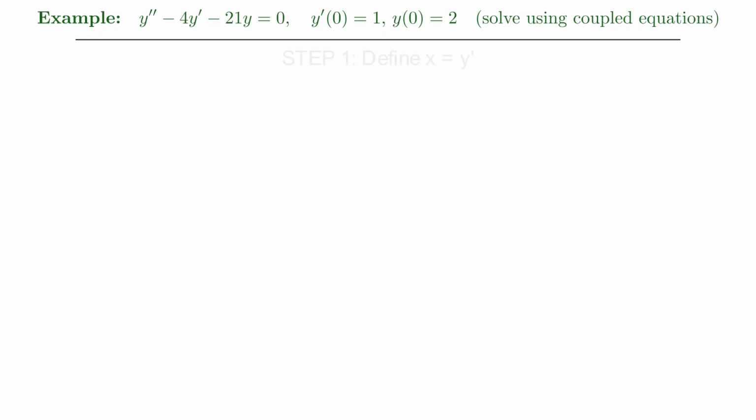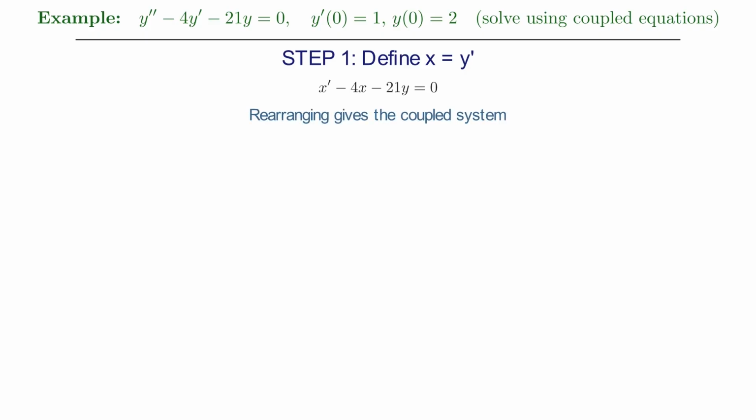So the first step is we need to define x as y', and we put this into our differential equation. So if x is y', then y'' is x'. Then we get -4y', which is -4x. And then we have to leave the -21y = 0 as it is. So rearranging the equation, we can rewrite this as a coupled system: x' = 4x + 21y, and y' = x.